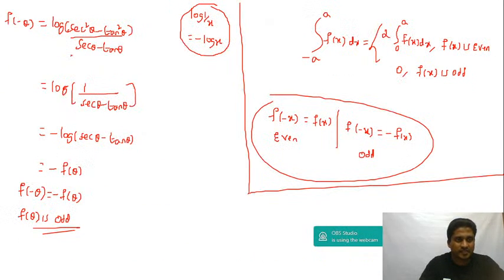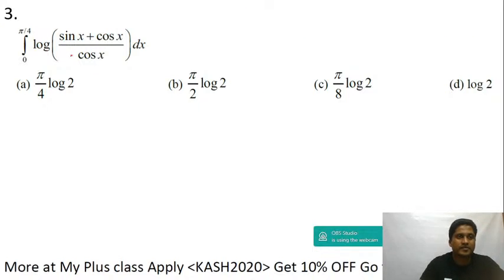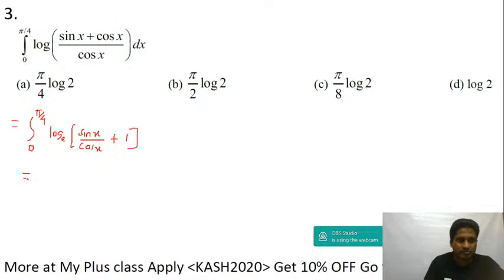Let's move to the next question, guys. Question number 3. Integral from 0 to pi by 4 of log of sine plus cos divided by cos dx. Now if I do reverse LCM, sine plus cos by cos is 1 plus tan. So you get integral from 0 to pi by 4 of log of 1 plus tan theta d theta.